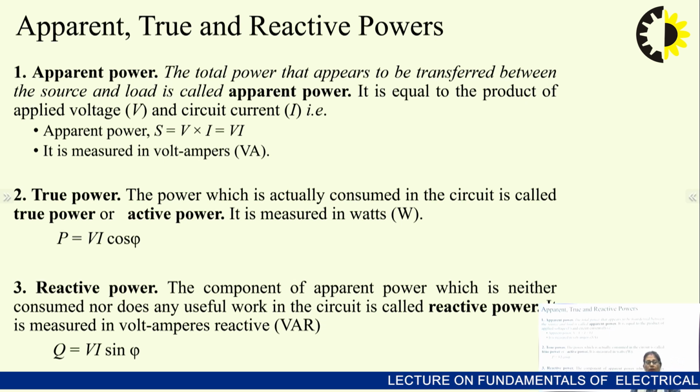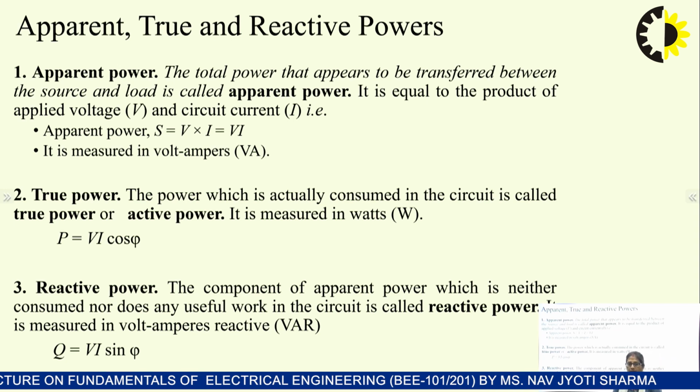Now coming to the three powers. In the case of purely resistive, inductive, capacitive, and RL circuits, we can have three kinds of powers. What are the three kinds of power? They are apparent, true and reactive power, especially in the case of RL. We have seen that in the case of purely resistive, we only have the average power, which is also called true power. In the case of inductor and capacitor, we can have the apparent power.